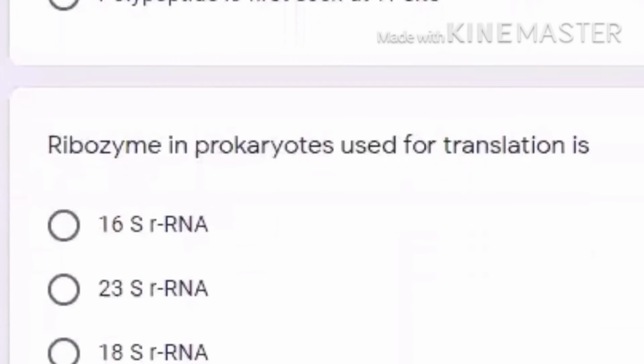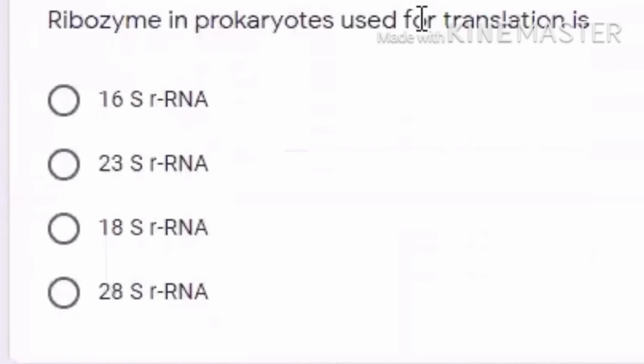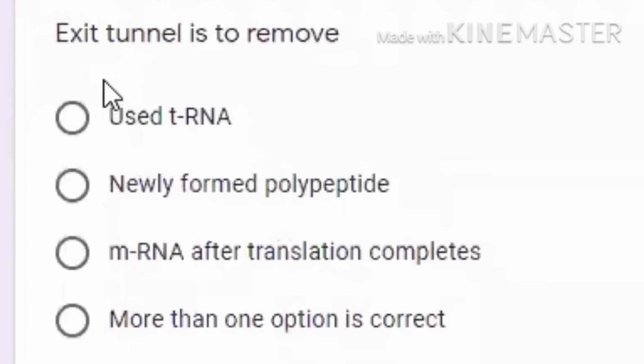Now, the next question they are giving is: which ribosomal RNA in prokaryotes is used for translation? Ribozymes are the RNA which act as an enzyme, and they are asking about prokaryotes. So in prokaryotes, it is the larger subunit ribosomal RNA which acts as a ribozyme, which is 23S ribosomal RNA. Is it clear?